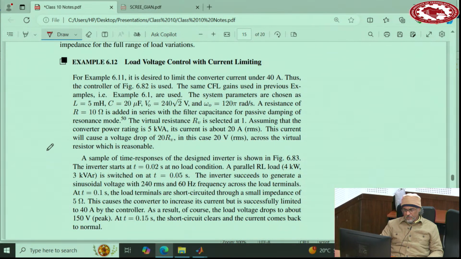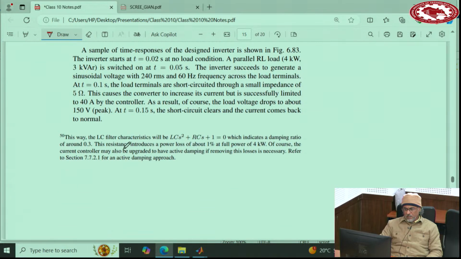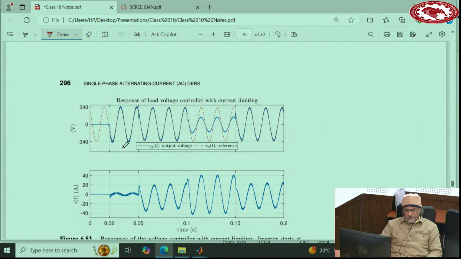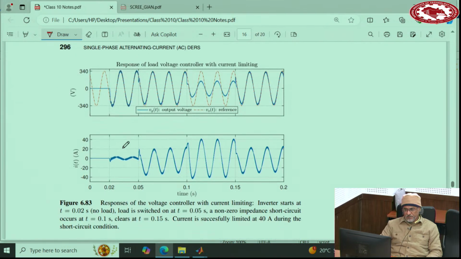So I think in this case I went with a 20 volt RMS change. And I believe I did the same simulation that we had in the previous figure. Now you remember, when you have a fault happening, or a short circuit, or a huge load connected, the current is limited. I think we wanted to limit at 40 here. So I limited at 40, but because you limit the current, as a result, the voltage drops.